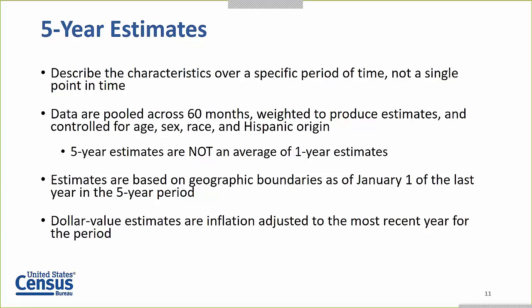5-year estimates are not an average of 1-year ACS estimates. The ACS survey data are pooled together across 60 months for the 5-year data. After the data are pooled together, they're updated with the geographic boundaries of the last year of the period, in our case 2018, and then assigned the appropriate weights to produce population and housing estimates. Weights are adjusted using the population and housing totals controlled for age, sex, race, and Hispanic origin, which are derived from our population estimates program. Finally, income and dollar estimates are adjusted for inflation based on the most recent year of the period. The latest 5-year estimates are adjusted to 2018 dollars.